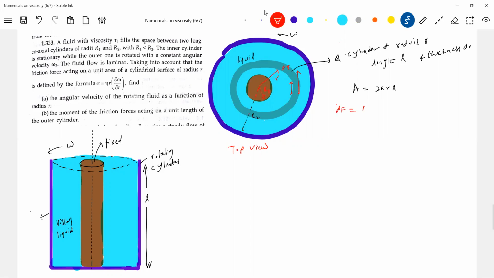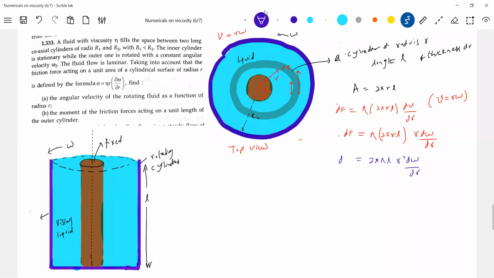Therefore dF should be equal to eta 2 pi rl dv by dr. So what is dv? v equal to r omega. So dv by dr is r d omega by dr. This is the condition, because the difference in velocity between them will be dv. If this is at a distance r, this will be at a distance r plus dr. So the basic reason is v equal to r omega. This is the primary equation. Once you get this, the rest you can manage. So this will become equal to 2 pi eta L r square d omega by dr.